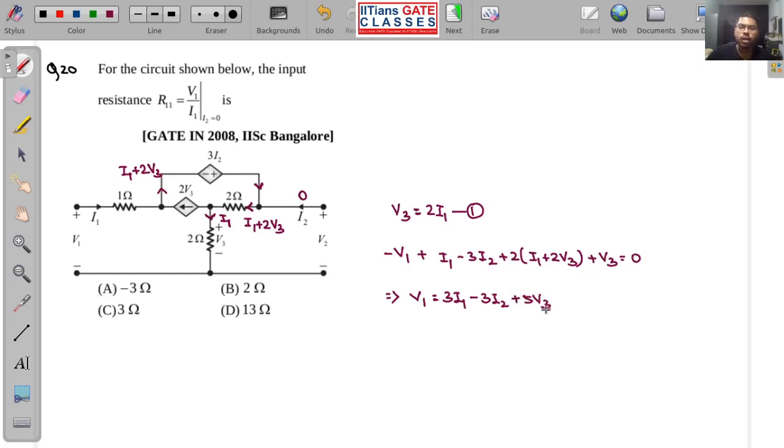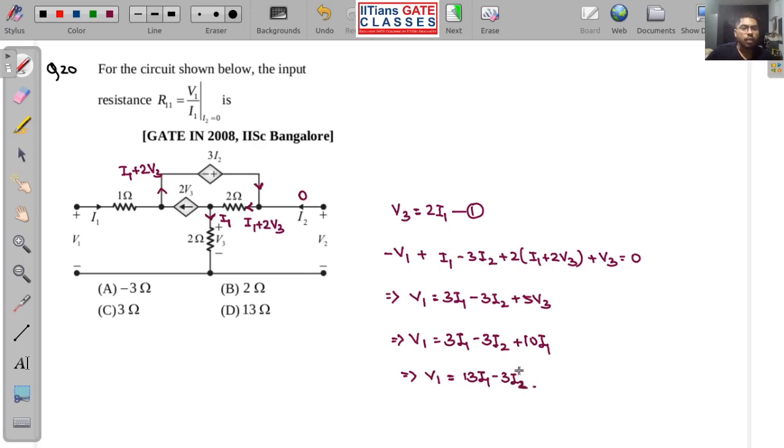Now what I am going to do? I am going to replace V3 by 2I1. So V1 is equal to 3I1 minus 3I2 plus 10I1. So this will be what? V1 is equal to 13I1 minus 3I2.